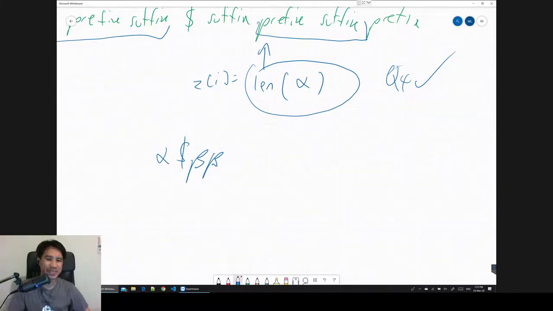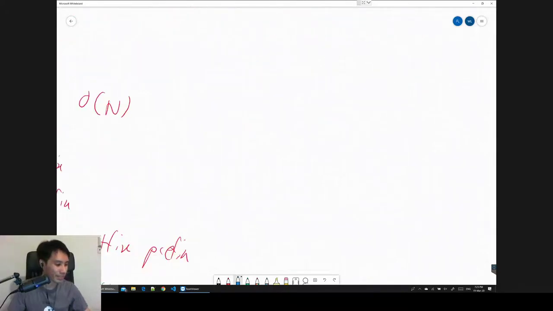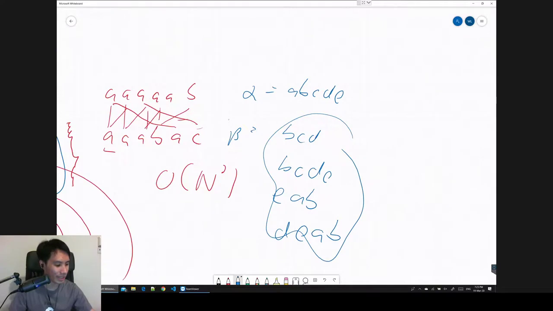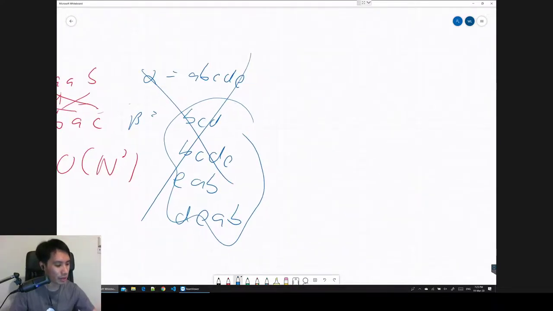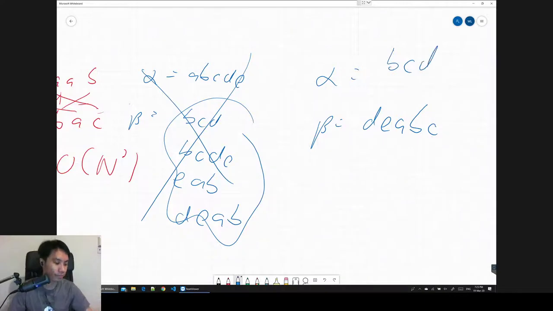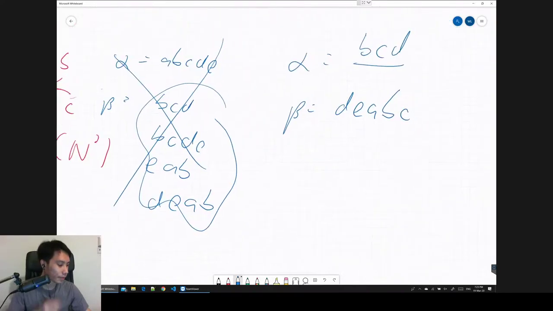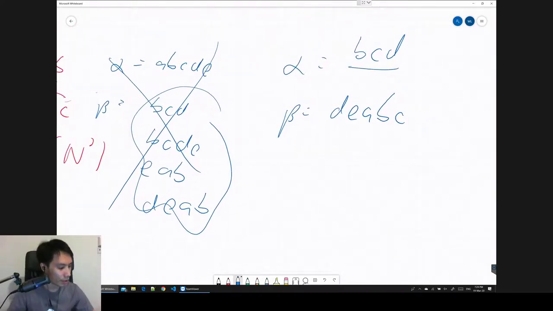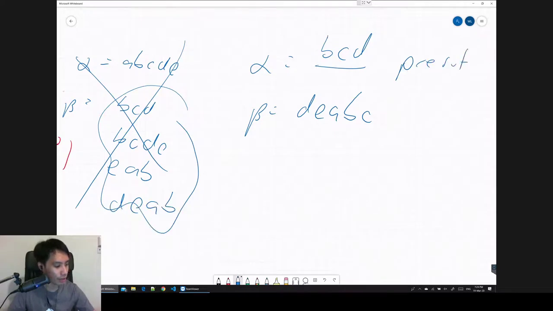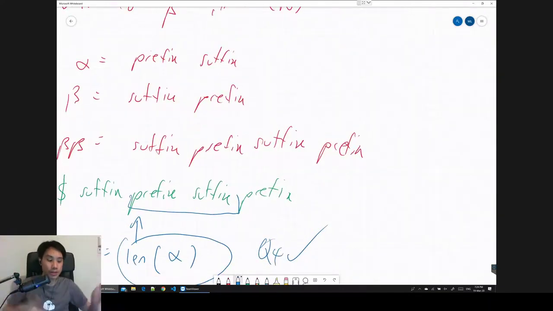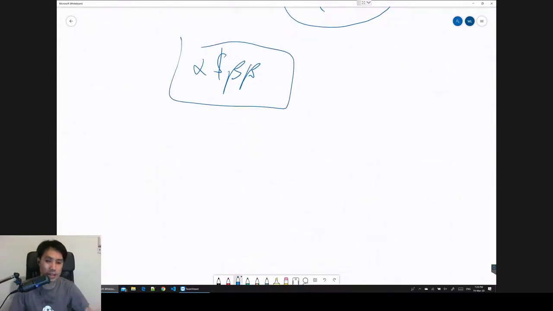Wait, my bad. I got confused. It is the opposite now. For example, picker is D, E, A, B, C, and alpha is probably B, C, D. Right? So my alpha is a shorter one. But if I were to do the entire prefix suffix again, the same as question number 4, I should be able to find it. Because it's the same concept, it's just my alpha is a shorter string. So I'm bound to find it eventually.